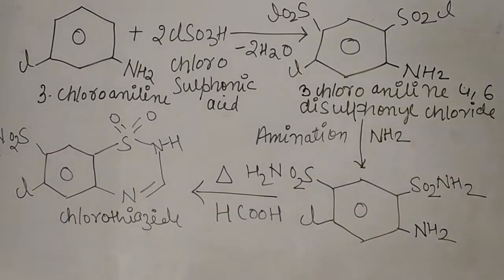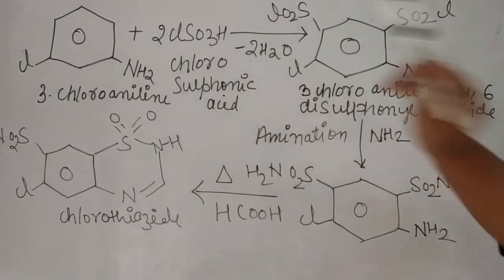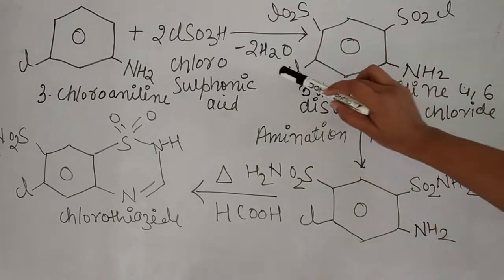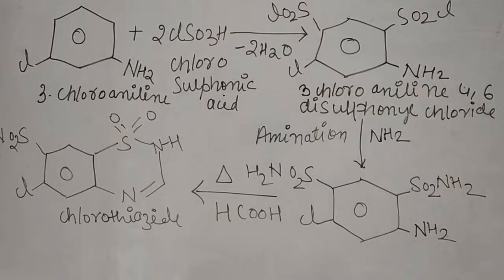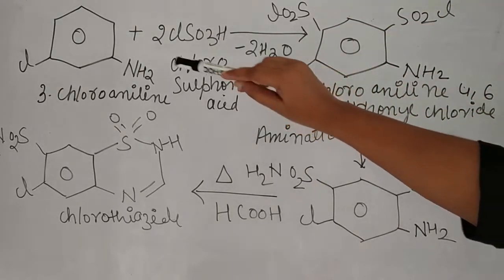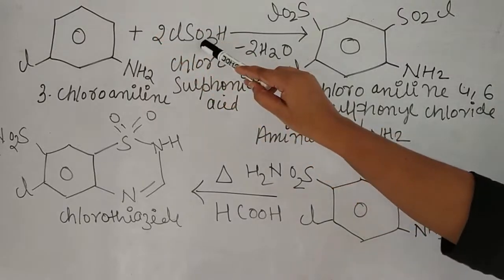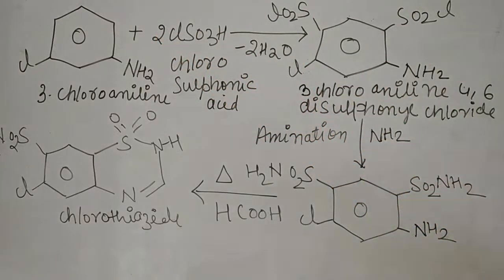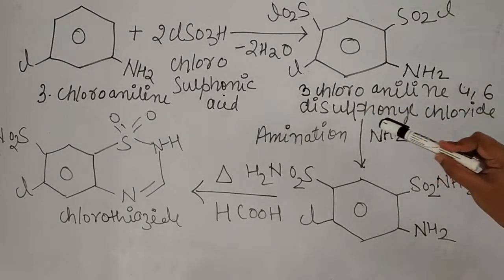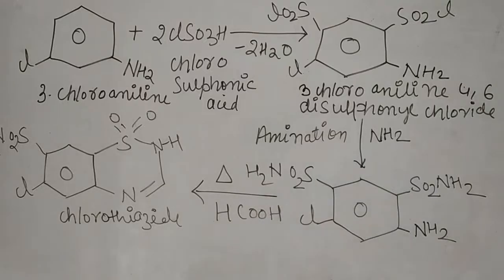Now this is the synthesis of chlorothiazide which comes under the thiazide derivatives. Here you can see 3-chloroaniline reacts with 2 molecules of chlorosulfonic acid and there is an elimination of 2 water molecules. So one H, another H from here and one oxygen, they will form 1 water molecule. So from both the sides the 2 water molecules will be eliminated and the 3-chloroaniline 4,6-disulfonyl chloride will form.